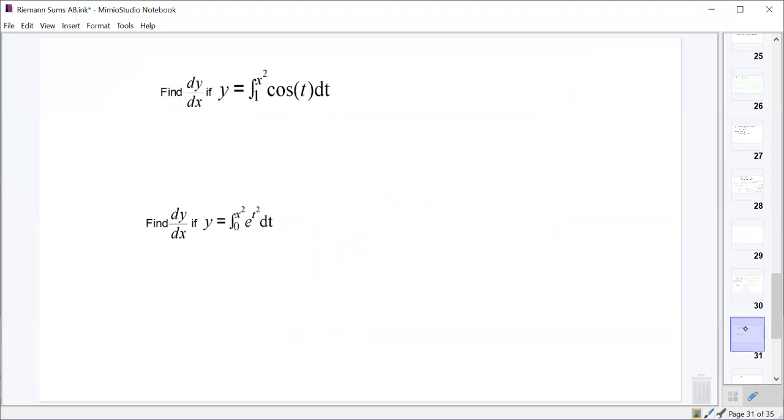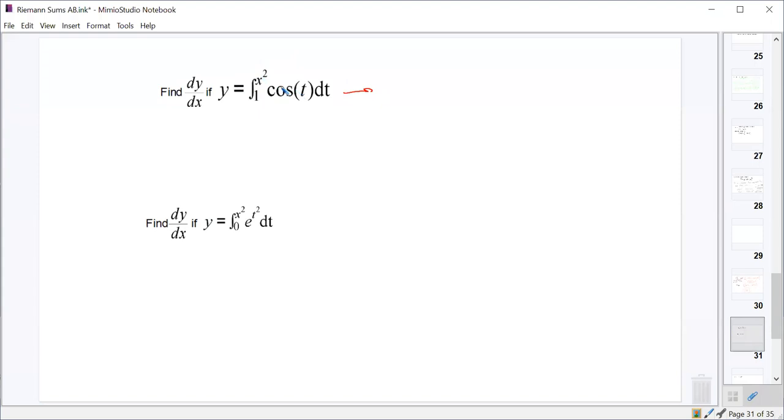So now what we're going to do is make it slightly more complicated. We're going to find the derivative dy dx of this function, y equals the integral from 1 to x squared of cosine t. This one is different than the ones we were doing previously. The upper limit is no longer just a variable, right? It's not just an x up here, but it's a function up here. You guys agree? Yeah.